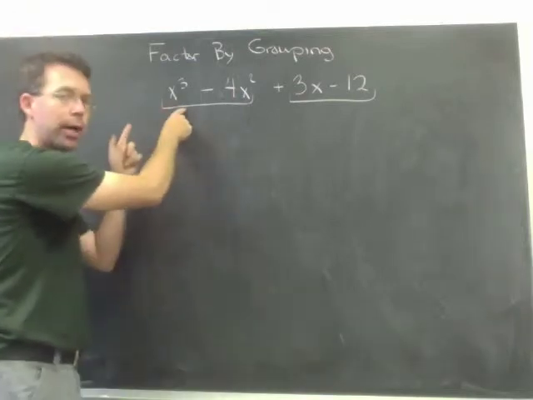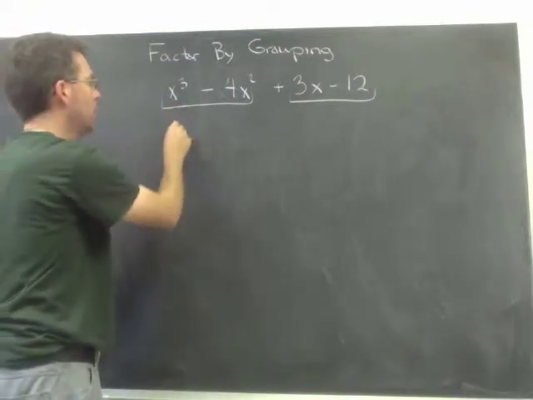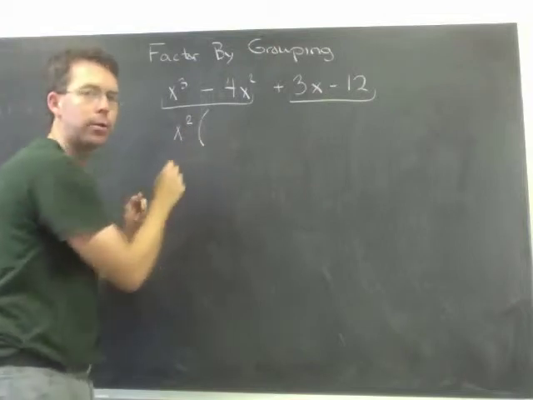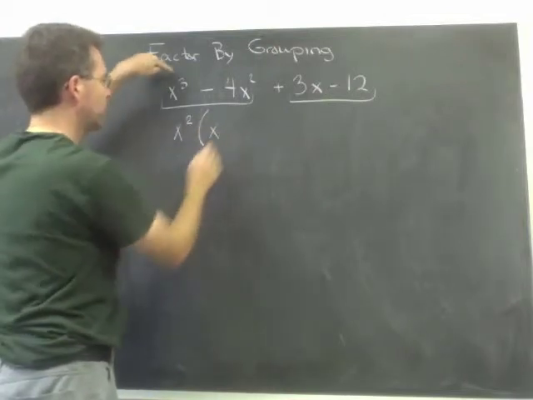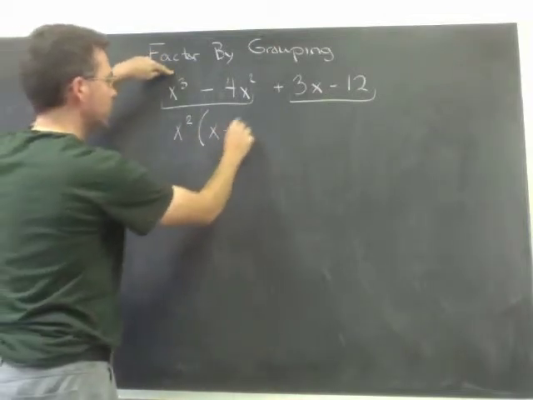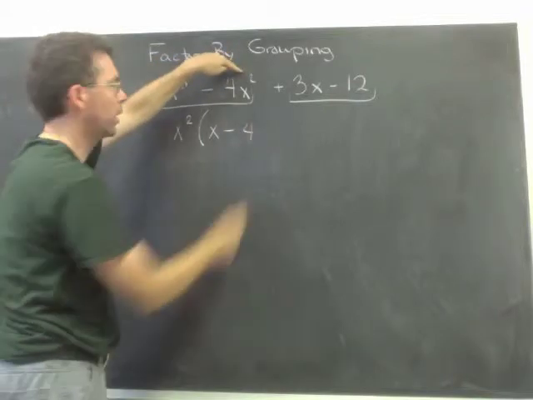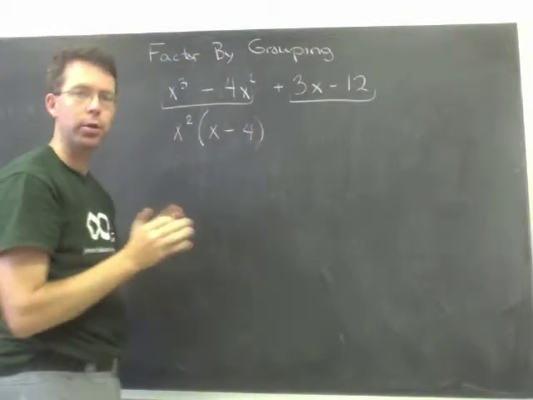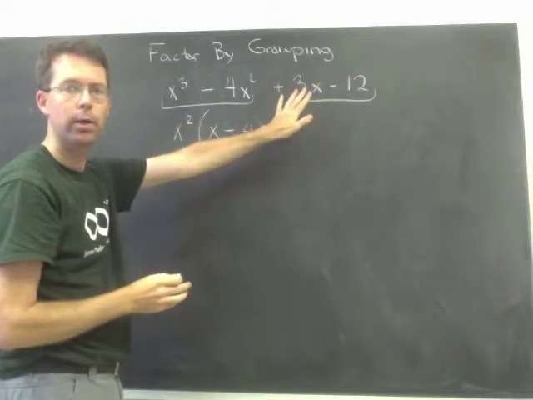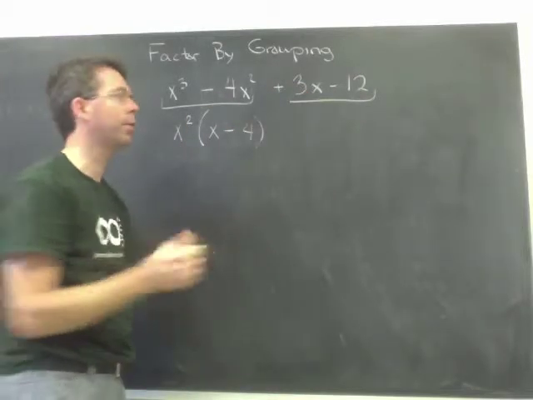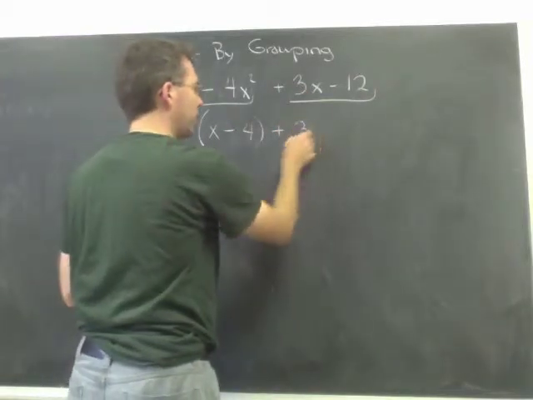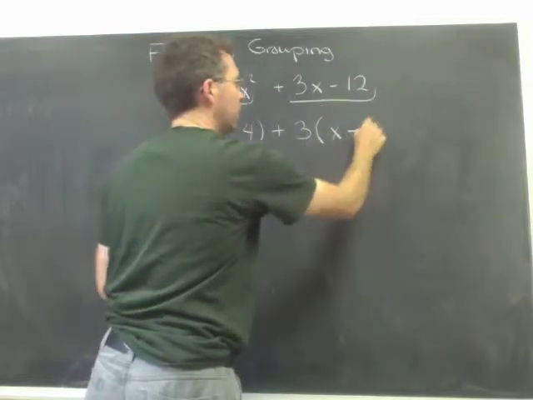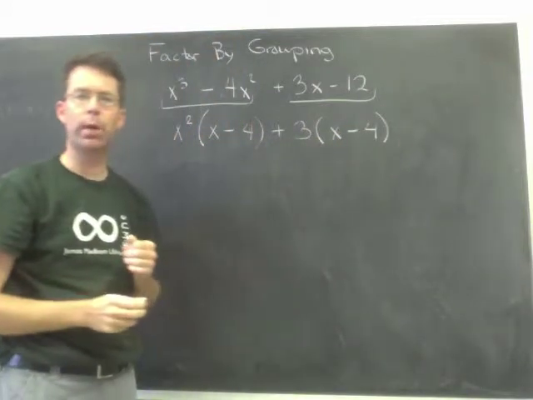So the common factor out of x cubed minus 4x squared is x squared. So we'll factor it out. And we're left with x from the x cubed term and minus 4 from the minus 4x squared term. Then I'll look at the other group, 3x minus 12, and I see that it has a common factor of 3. So let's factor the 3 out, and I'm left with 3 times x minus 4.